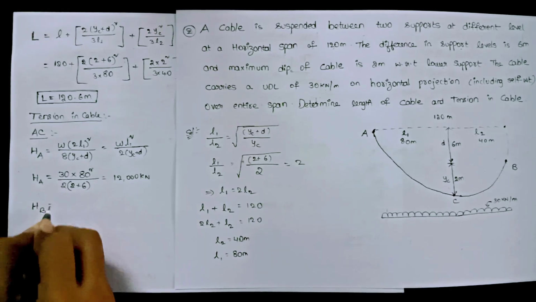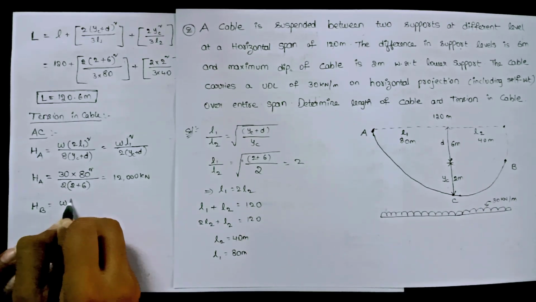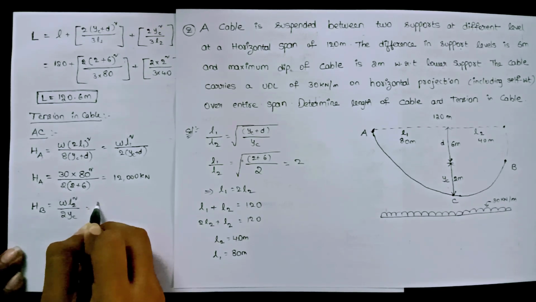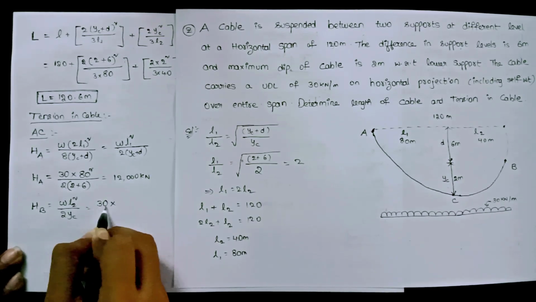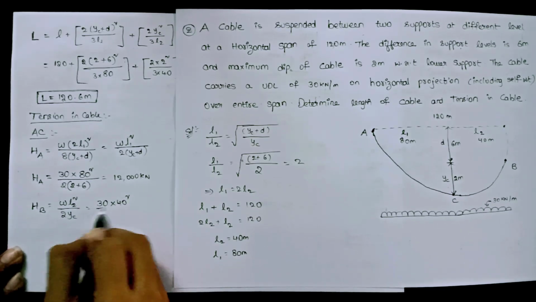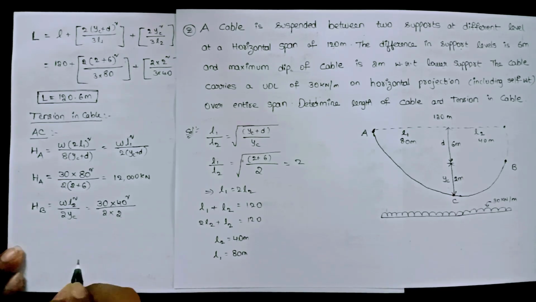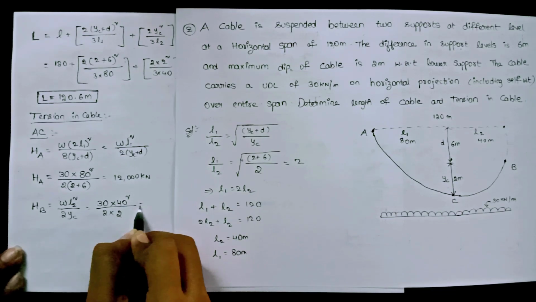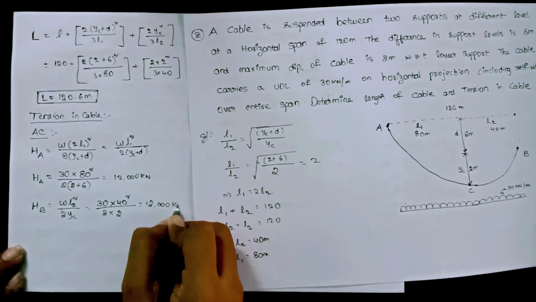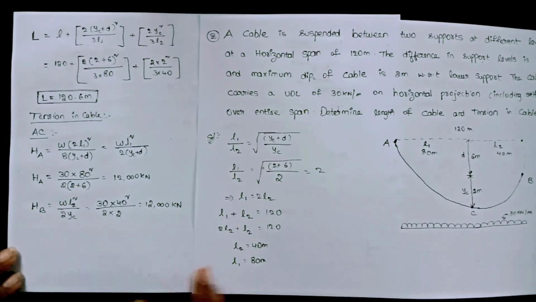Similarly, calculate the horizontal reaction at B. Here there is another formula, W into l2 squared by 2yc. W is the load intensity, 30, into l2 squared, which is 40 meters, so 40 squared divided by yc, which is 2 meters. It is given yc equals 2 meters. The value is again 12,000 kilonewton. This is the horizontal reaction at A and this is the horizontal reaction at B.